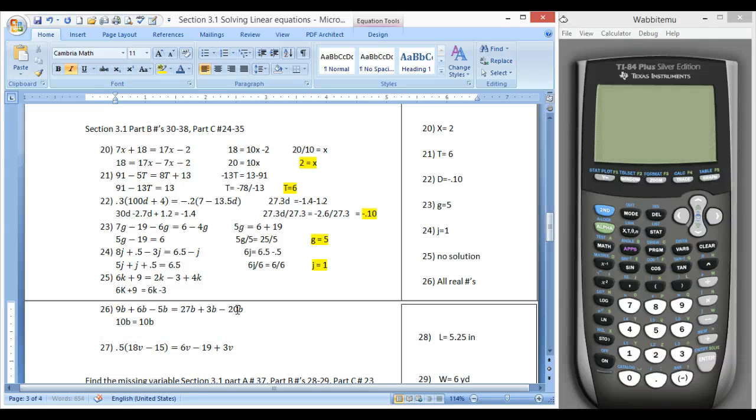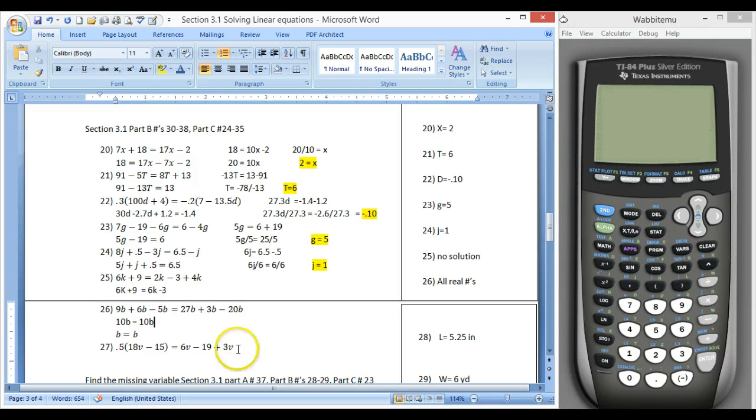Some of you would like to keep going, and that's totally up to you. Your own personal preference works. 10b equals 10b. Some of you are going to say, yeah, 10b will always equal 10b. Some of you would like to divide both sides by 10, just to make it look a little nicer. If I divide both sides by 10, I get b equals b. Will b equal b? Yes, forever and always. It doesn't matter what I put in here. Any number will equal itself. So the answer is all real numbers. Anything you want to put in there will work.